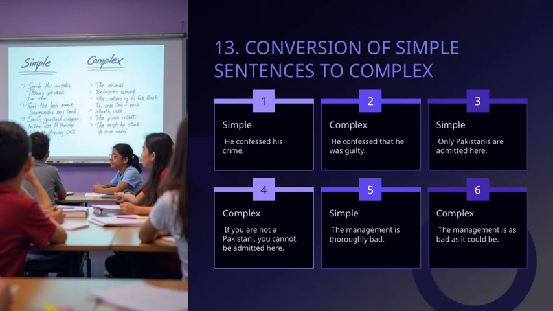Let's now look at how we can convert simple sentences into complex ones. This is a crucial skill because it enriches our writing and makes it more sophisticated. For example, take the simple sentence, "He confessed his crime." By adding a clause, we can make it more complex: "He confessed that he was guilty." Notice how the second sentence provides more detail and context.